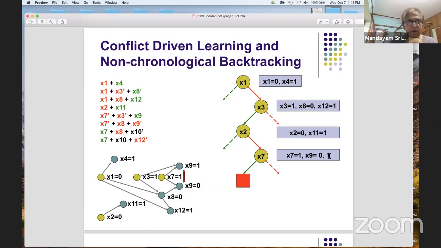Ignore the 1 here, I don't know what it meant. Then you get a conflict. As a result of x7, x9 becomes 0. What I meant here was that you can make x9 become 0, but that clause simplifies to 1. But x9 becoming 1 will result in a conflict in the clause x7 prime plus x3 prime and x9.